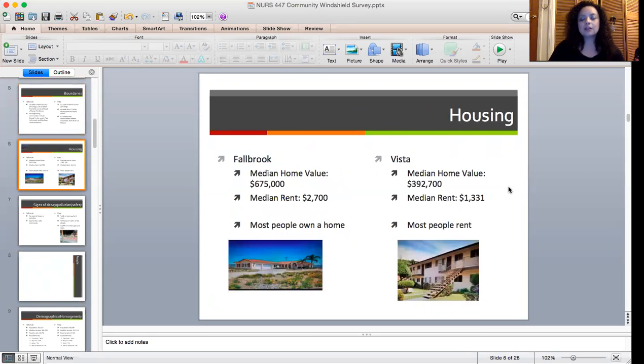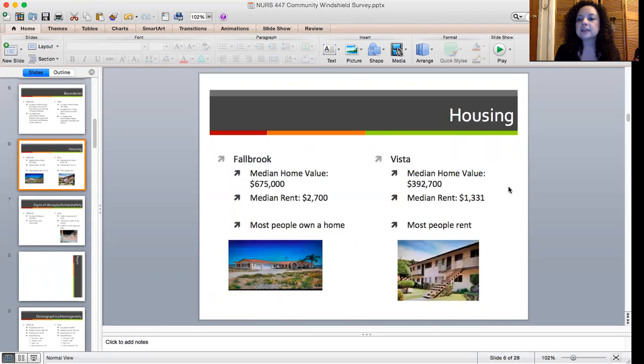Housing. So in Fallbrook, I found that the median home value was about $675,000. The median rent was about $2,700. Through research, I found that most people own a home. The homes seemed to be pretty large in size, had a lot of open space, big yards, had a lot of property, and neighbors weren't very close to each other.